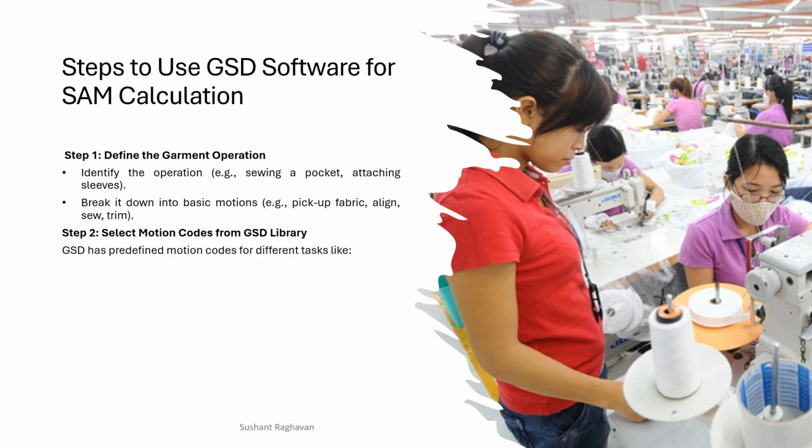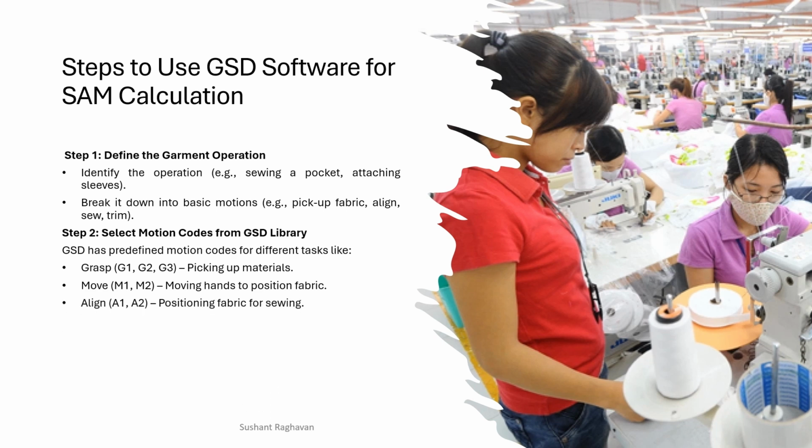Step 2. Select motion codes from GSD library. GSD has predefined motion codes for different tasks like grasp, G1, G2, G3, picking up materials. Move, M1, M2, moving hands to position fabric.